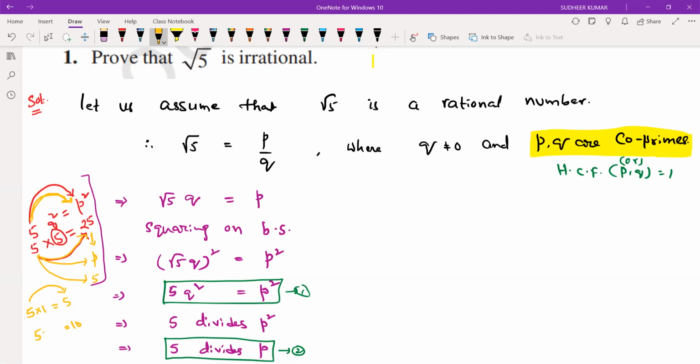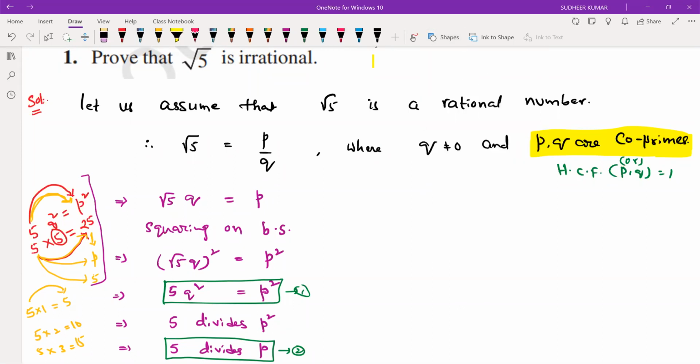So 5 into 2 is 10. Suppose 5 divides 15, 5 times 3. So 5 divides P, which we have taken in the second equation. So we can write it as: when 5 divides P, P equals 5K, where K is any constant.